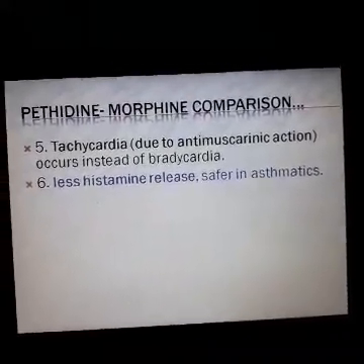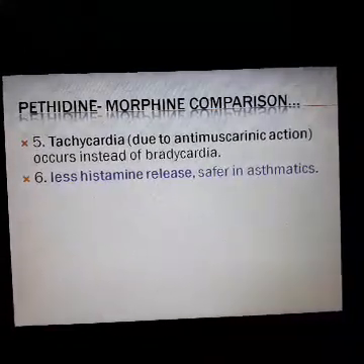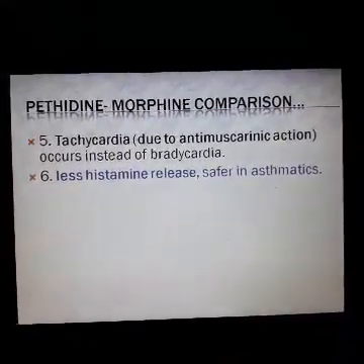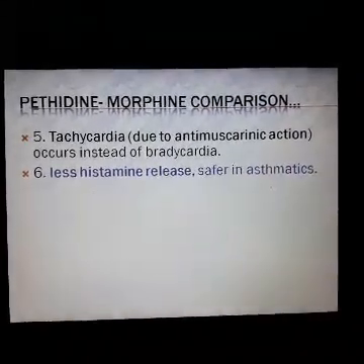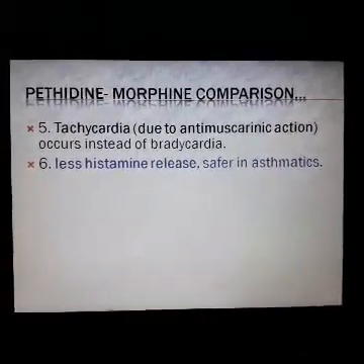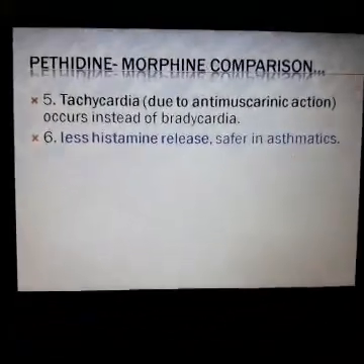And as it causes tachycardia, what should be the status of pethidine in a myocardial infarction patient? In a myocardial infarction patient, morphine is preferred because it not only relieves the pain but also, due to bradycardia and low cardiac contractility, it causes less oxygen demand. But as pethidine causes tachycardia, there is excess oxygen demand, so it should preferably not be used in myocardial infarction.